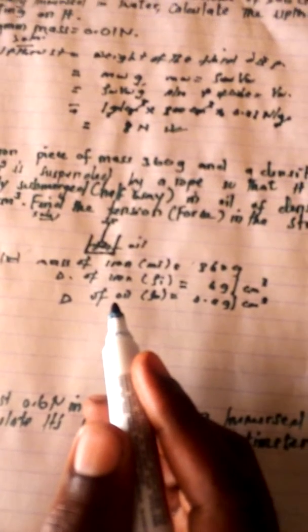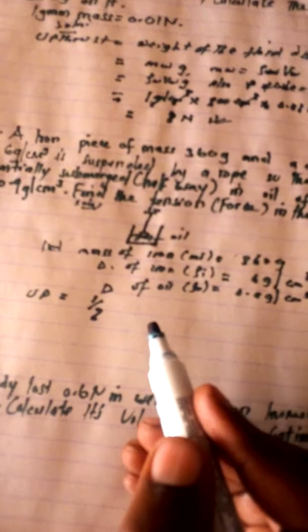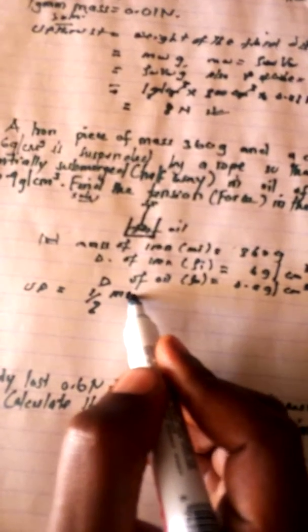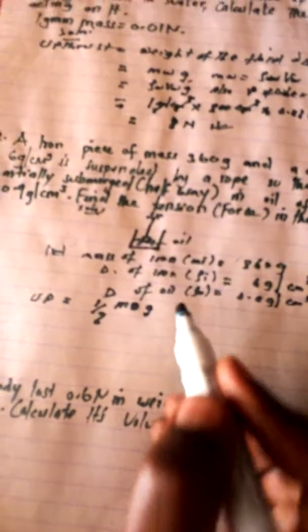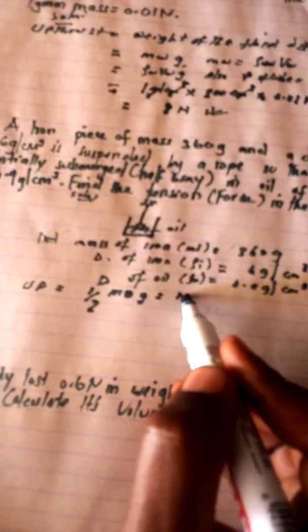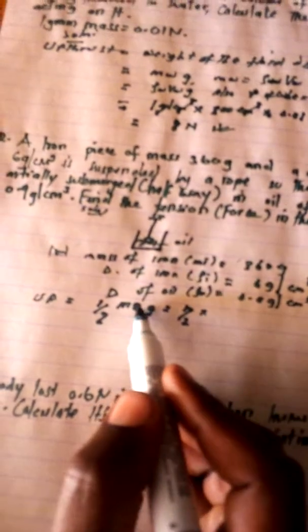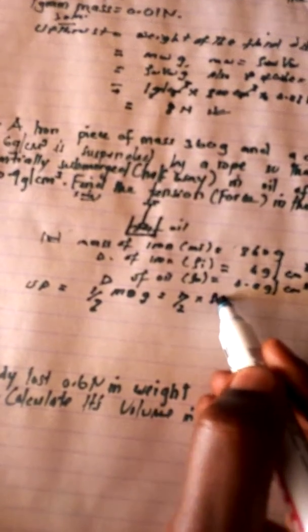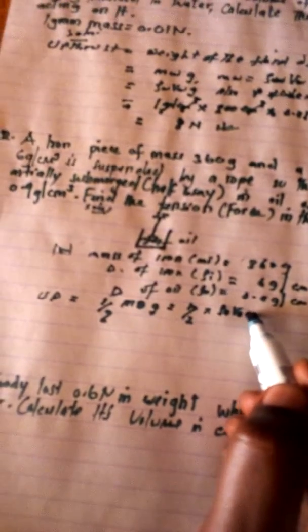In order to calculate the apparent weight, we must know the weight in air, which is the real weight, and the upthrust. So let us first calculate the upthrust. The upthrust will be equal to, because the object is halfway submerged, we take a half times the mass of the oil displaced times the gravitational force. This is the same as 1/2 times density of oil times volume of the oil times the gravitational force.